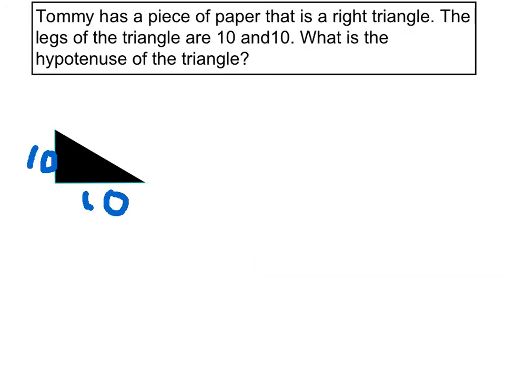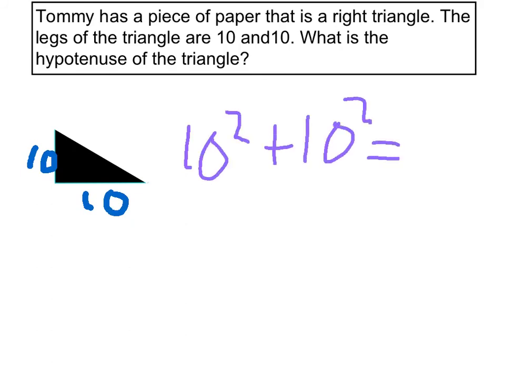Now we will do a story problem. Tommy has a piece of paper that is a right triangle. The legs of the triangle are 10 and 10. What is the hypotenuse of the triangle? Now we will set up our problem. 10 squared plus 10 squared equals c squared.